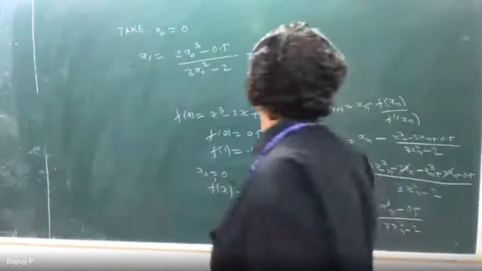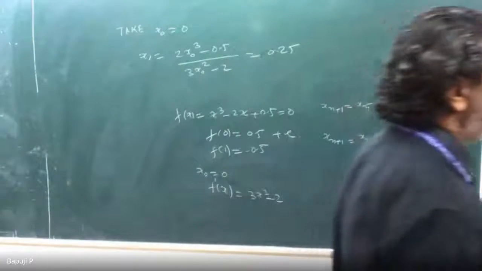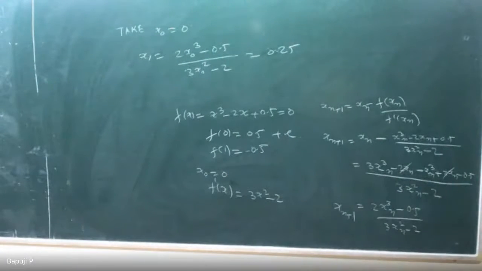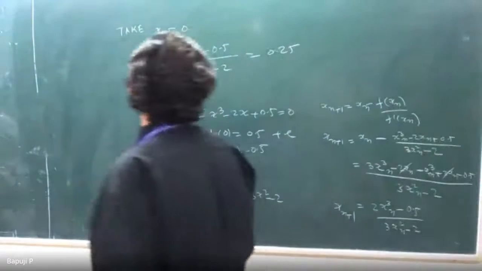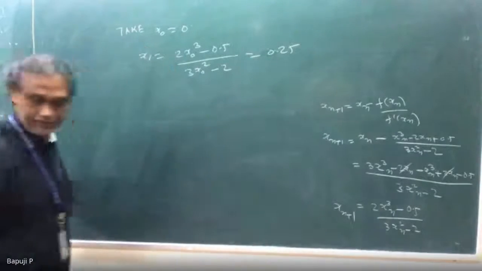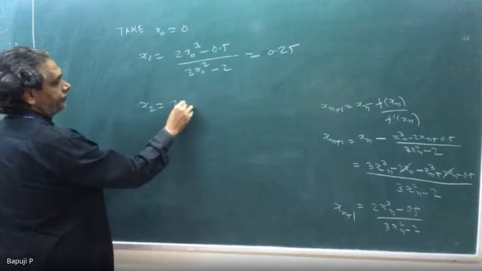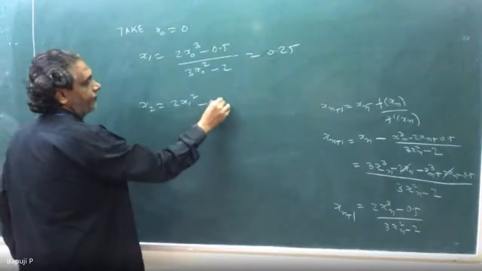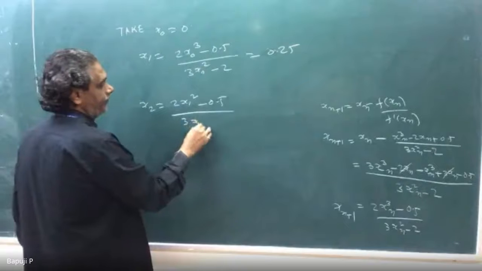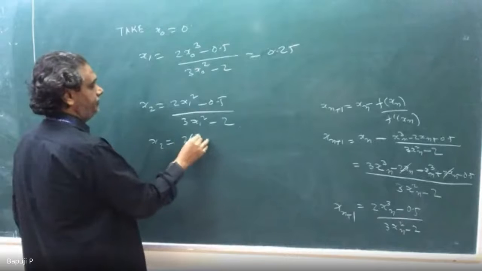Then finding x2, what will you do? You can use this formula with x1. Okay, substitute one by one. Which two values are similar? Then you can start. Again, x2 is equal to what? Where is my x1 actually?